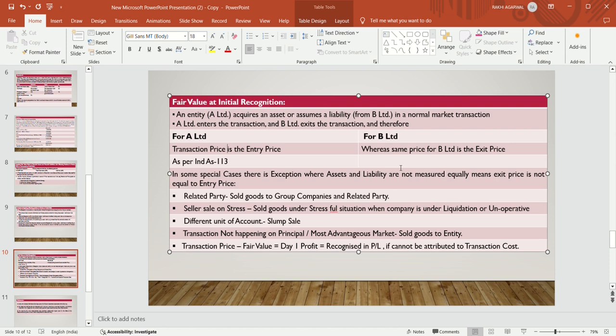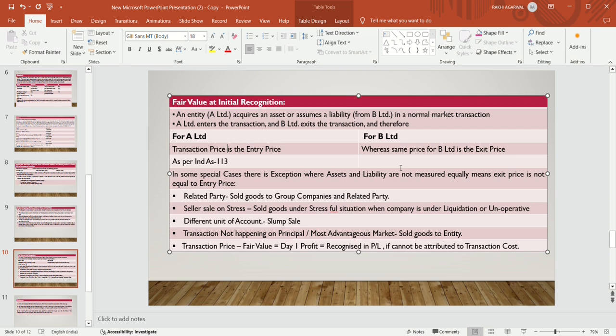Suppose in a slump sale, everything is there: property, plant, equipment, inventories, debtors, liabilities, whatever is there in the unit. The seller sells as a slump sale and recognizes it in its books as a whole, but the purchaser will recognize each and every item purchased on a slump sale basis separately. They will recognize inventory separately, property, plant, equipment separately, debtors separately. Whatever they purchased on slump sale, they will recognize separately in their books at fair value. So in that case, exit price is not equal to the entry price.